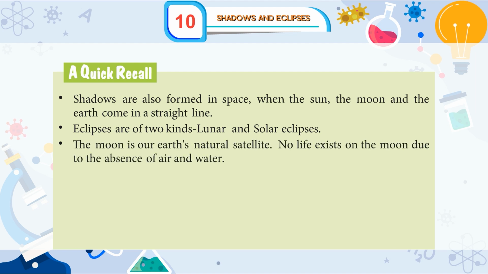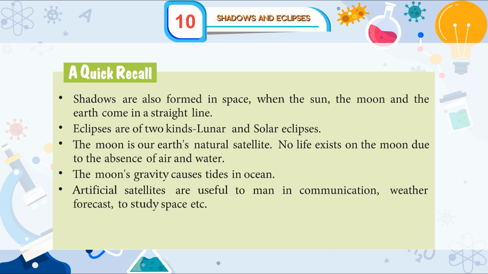The moon is our Earth's natural satellite. No life exists on the moon due to the absence of air and water. The moon's gravity causes tides in ocean. Artificial satellites are useful to man in communication, weather forecast, to study space, etc.